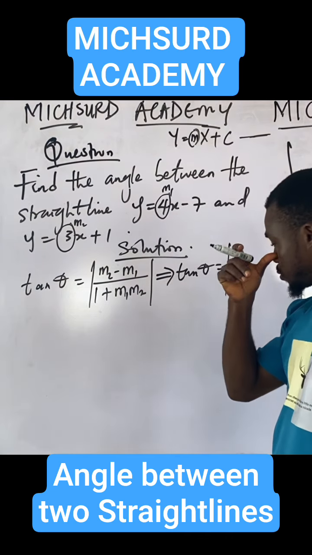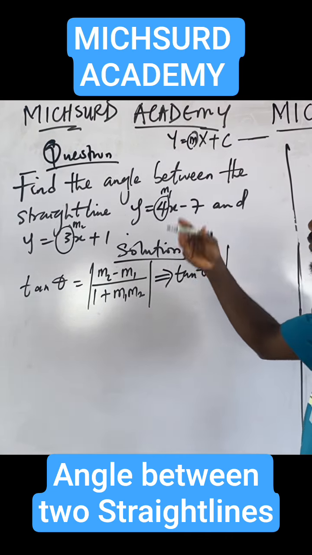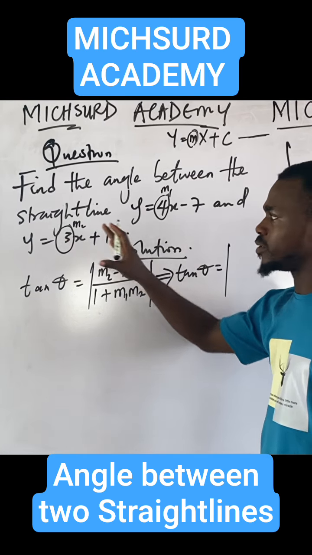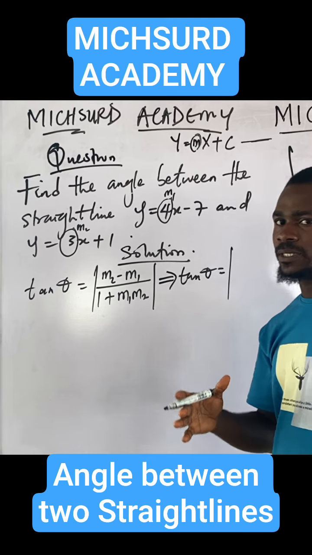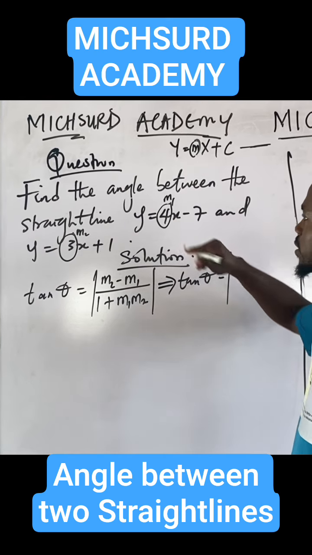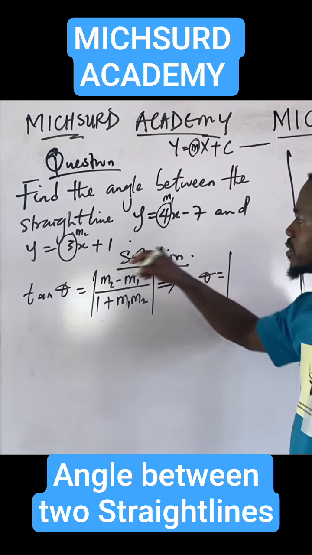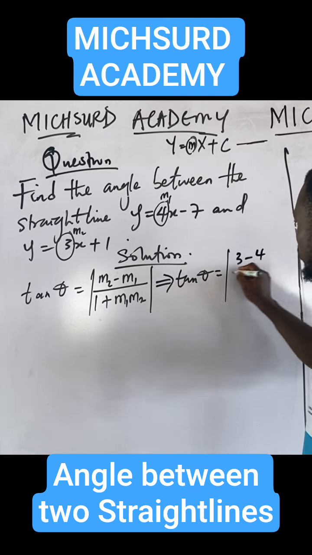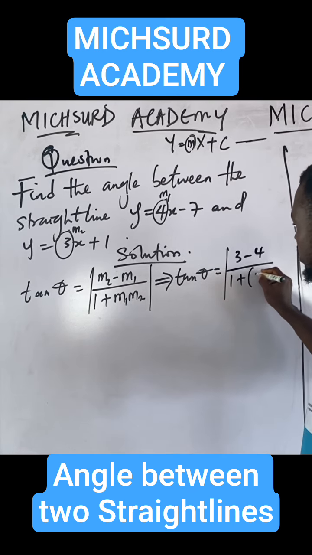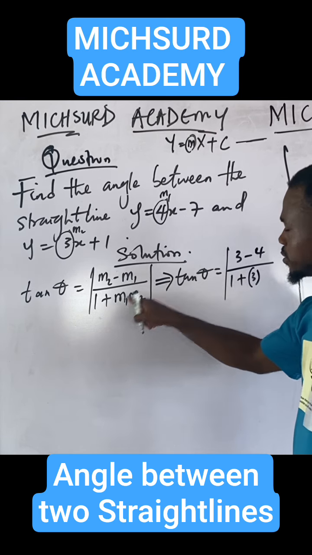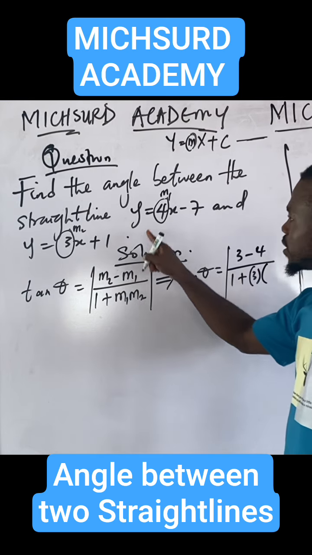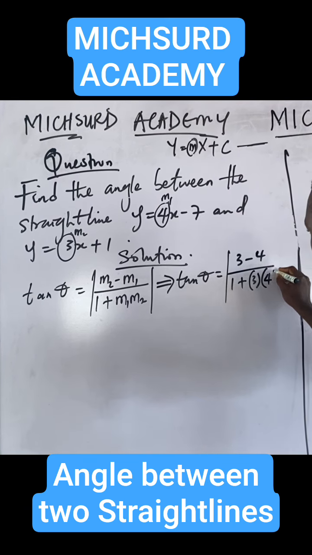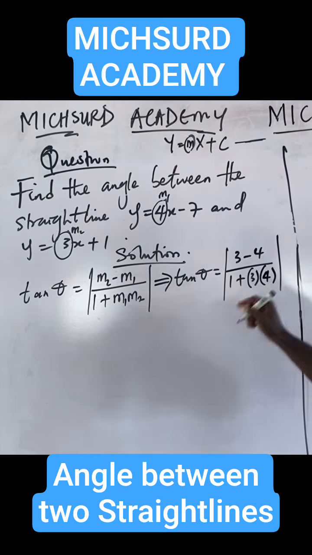Now we can substitute into the equation. You can decide to use this as your m2 and this as your m1; the result will still be the same. For here we'll be using this. So we have m2 is 3, which is 3 minus m1, and m1 is 4, all over 1 plus m1, which is 3, times m2, which is 4. So this is 3 and 4 for m1 and m2.